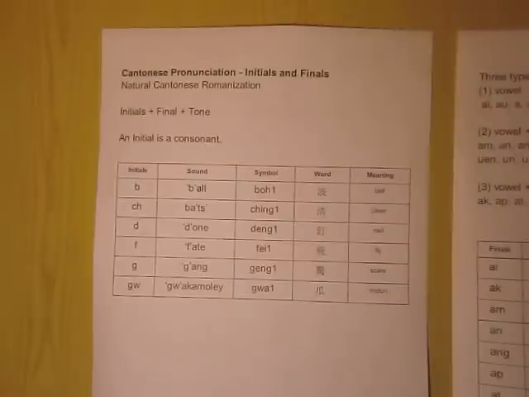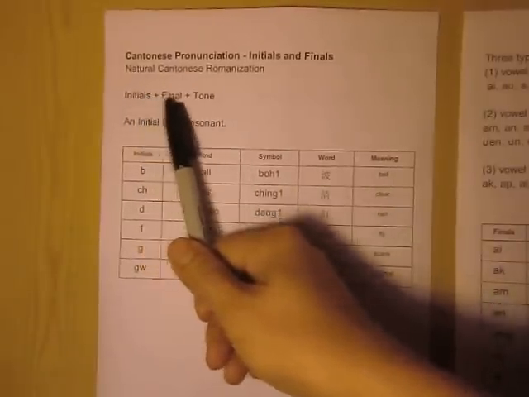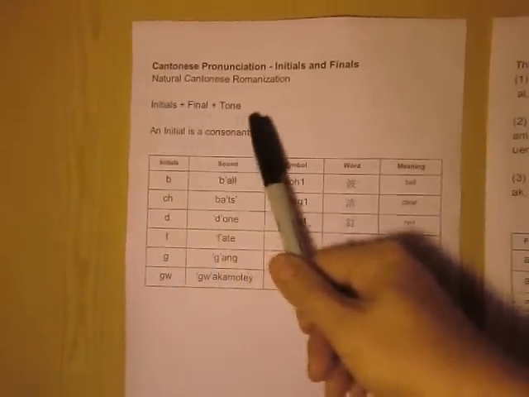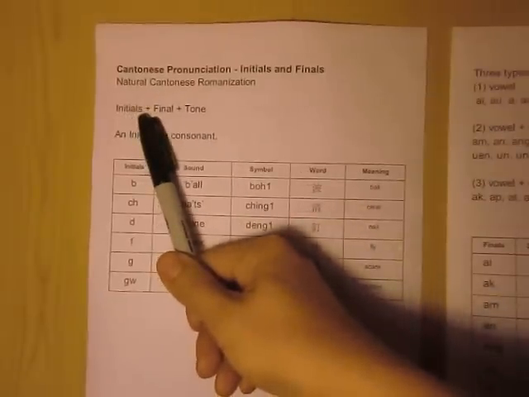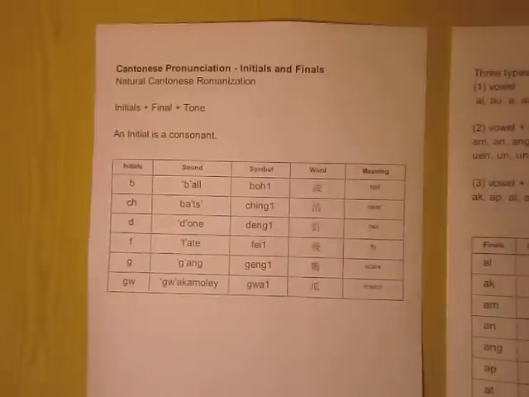Today I'm going to talk about the initials and the finals of Cantonese romanization, or Cantonese pronunciation. In the last few episodes I've already talked about the fact that each Chinese character can be pronounced in Cantonese using three sound parts. The first is the initial, then the final, and then the tone. Today we're going through the initials and the finals, but I'm not talking about the entire list of initials or finals. I'll only be talking about the crucial parts.